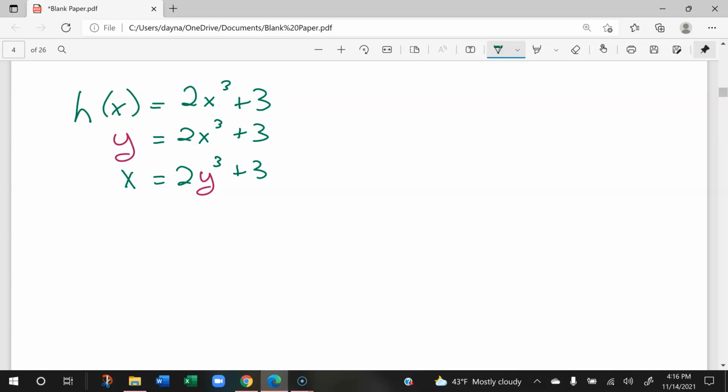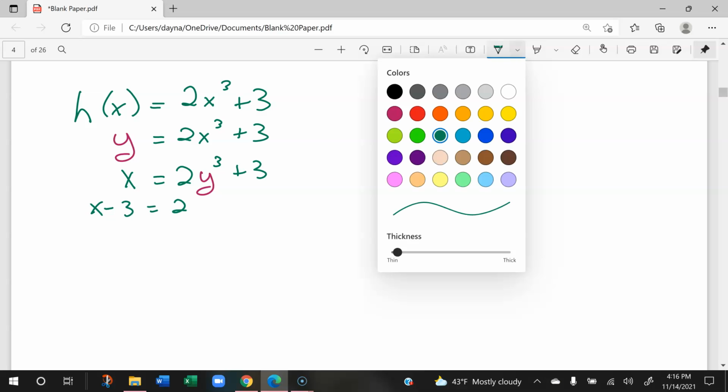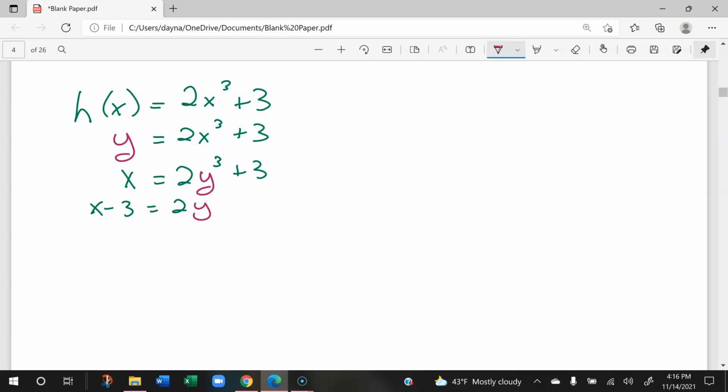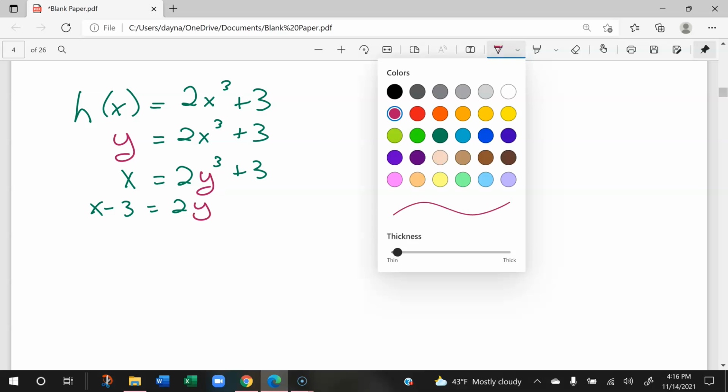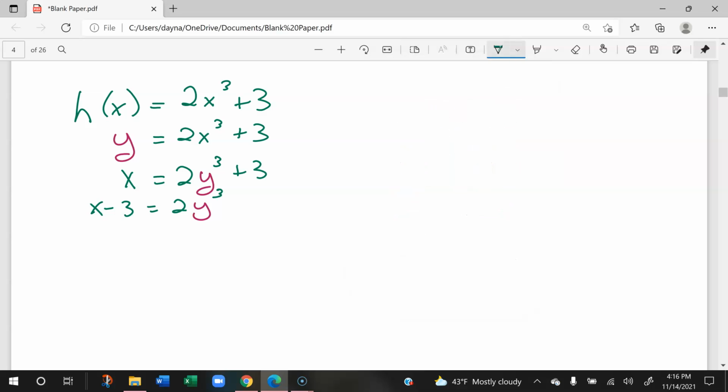And then I solve. So I'm going to subtract my 3. So I get x minus 3 is equal to 2 times y raised to the third. And I want to be consistent. I divide both sides by 2. So I get x minus 3 divided by 2, not another 3. Let's see.